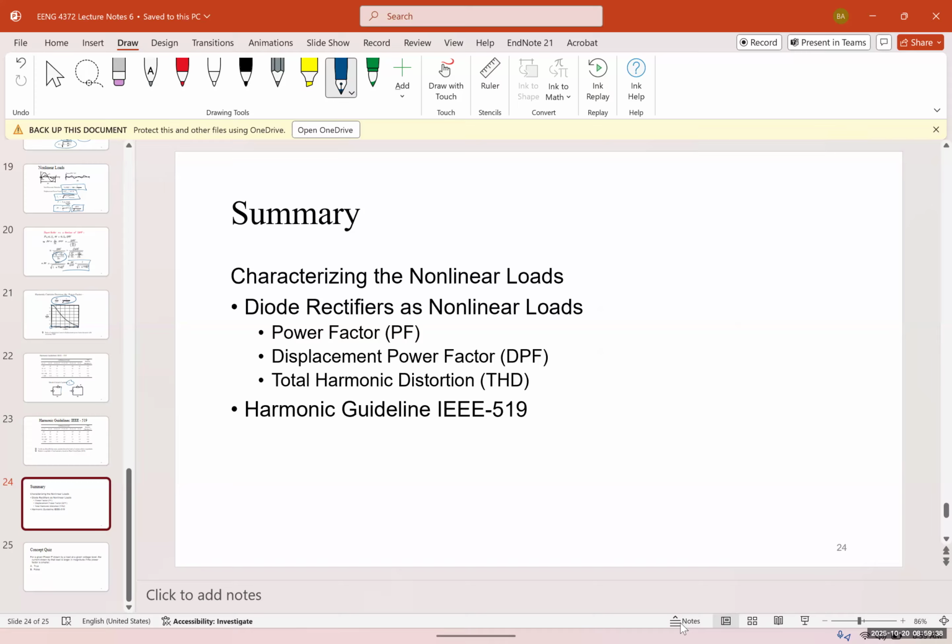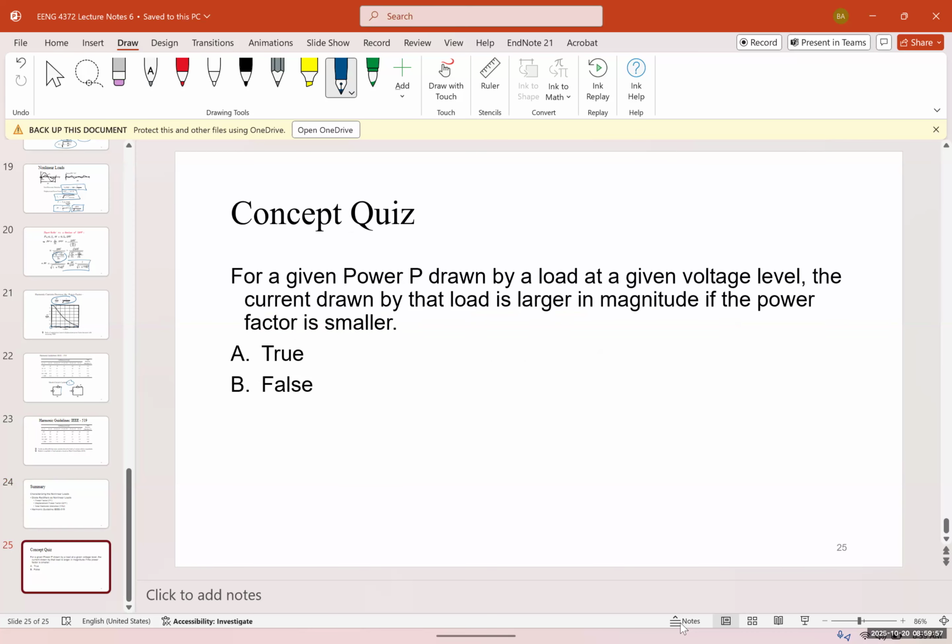So, a summary of what we learned today: characterizing the nonlinear loads. We learned about the diode rectifier as a nonlinear load, the power factor, displacement power factor, and the total harmonic distortion. I'll explain more about total harmonic distortion in future lectures. And now let's have a small quiz.